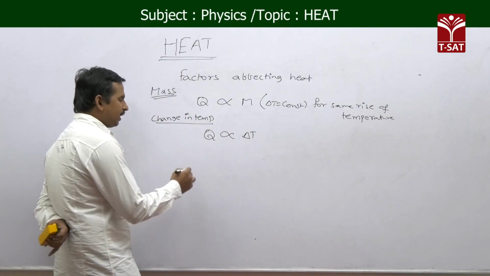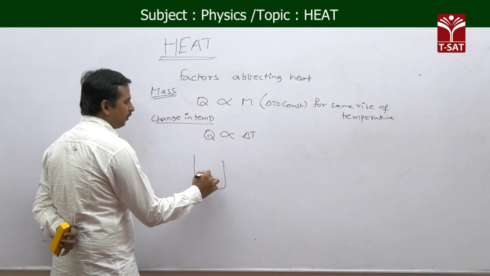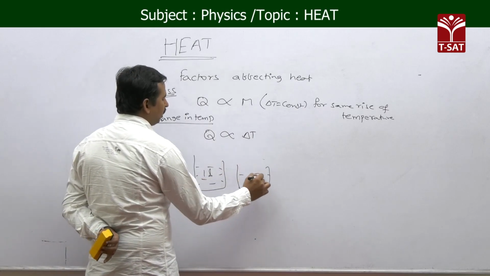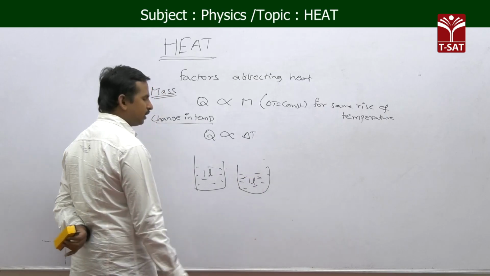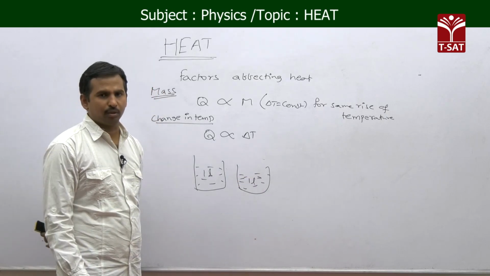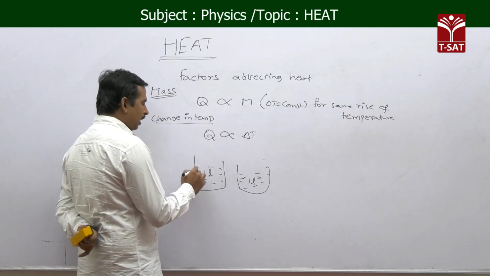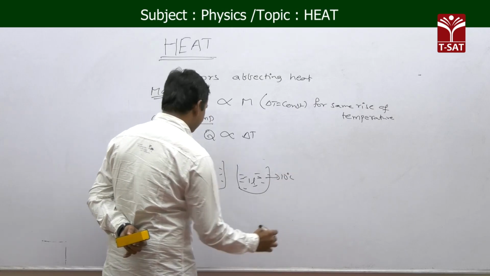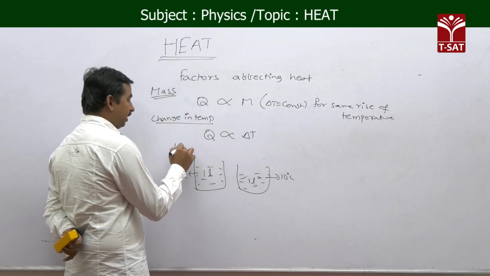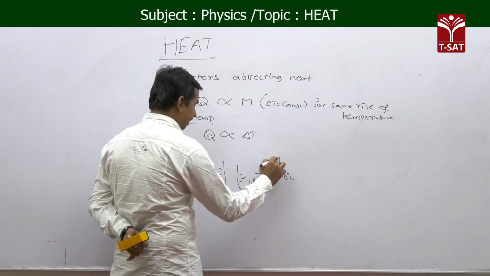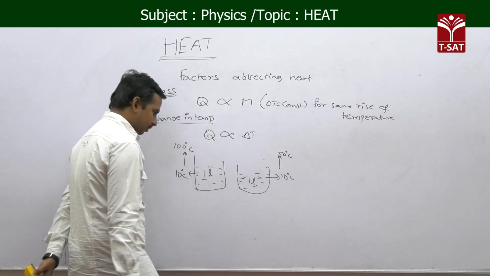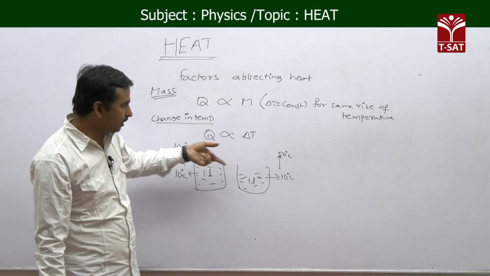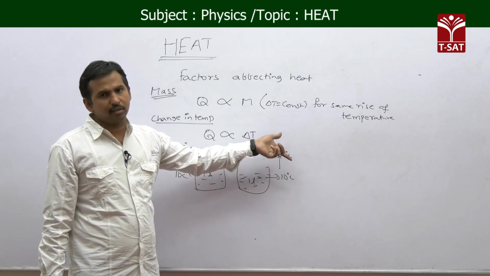Again, taking the same example of 1 liter of water in one beaker, and another beaker also with 1 liter of water, both cases have the same number of molecules. Both are at 10 degrees Celsius initially. I am raising one to 100 degrees Celsius, whereas I am raising the other only to 50 degrees Celsius. So here the difference in temperature, 10 to 100, is 90 degrees Celsius, and here 10 to 50, 40 degrees Celsius is the difference.